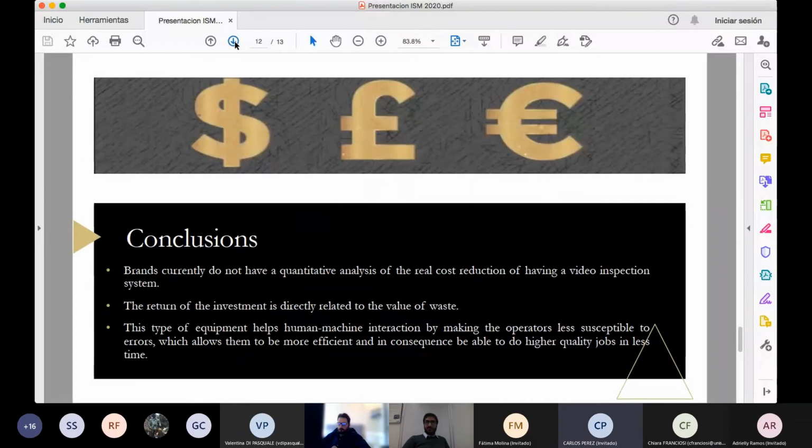Finally, the conclusions. First, the importance of this research is because the video inspection system brands currently don't have a quantitative analysis of the real cost reductions of having the system. Also, it's important to highlight that the return of the investment is directly related to the value of the waste. And finally, this type of equipment helps human-machine interaction by making the operators less susceptible to errors, which allows them to be more efficient and in consequence be able to do higher quality jobs in less time.